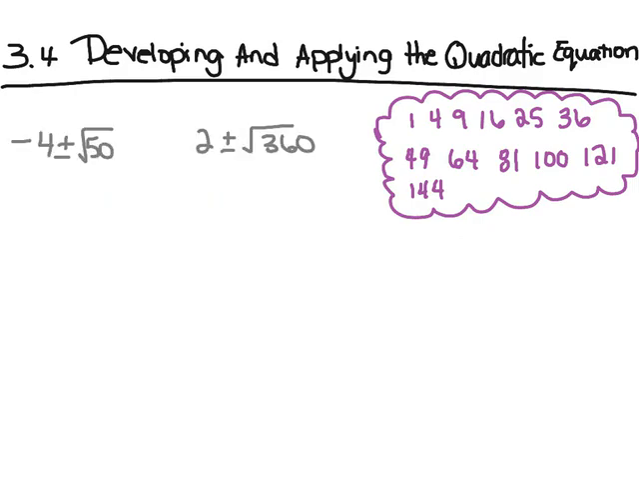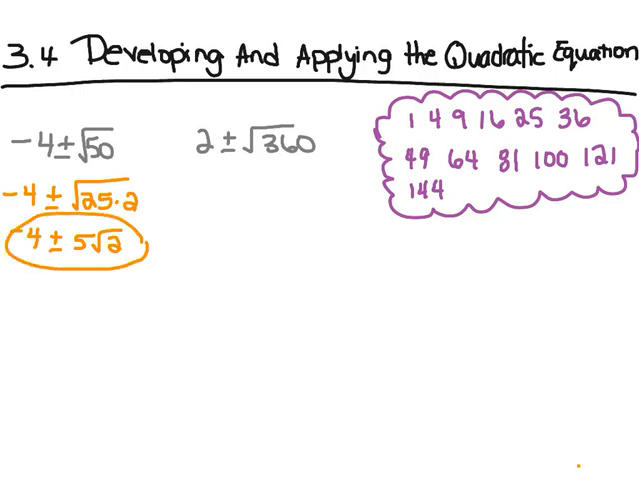So if we want to simplify this root 50, a square that goes into it is 25 times 2. Take the 25 out of the square root sign, and we're left with 5 root 2. For our second question, 36 times 10 will work. So we take the 36 out from underneath the square root sign, and it's 6 root 10.